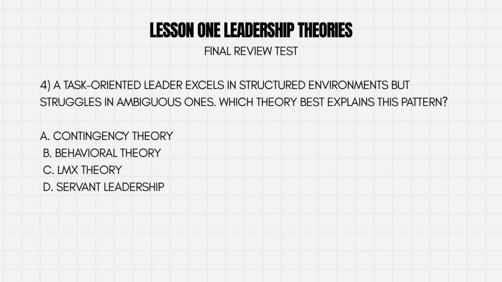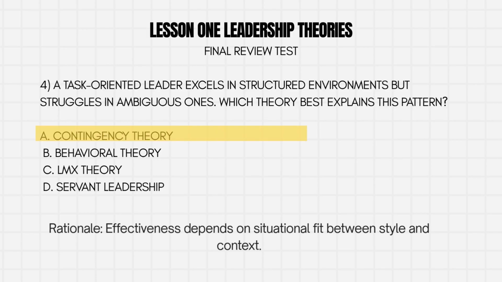Question 4. A task-oriented leader excels in structured environments, but then struggles in ambiguous ones. Which theory best explains that pattern? A. Contingency theory. B. Behavioral theory. C. LMX theory. Or D. Servant leadership. The answer is A. Contingency theory. Effectiveness depends on situational fit between style and context for contingency theory.